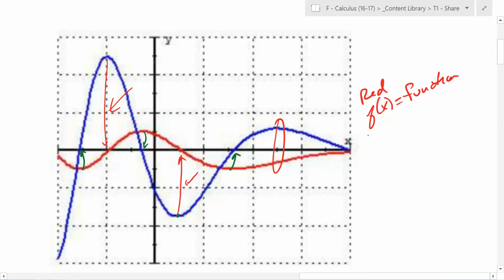The red one is f of x, and then the blue is the what? F prime of x. Does that make sense, everybody? The rest should also match. All the other characteristics should match, right?